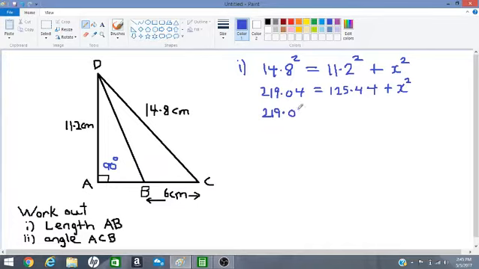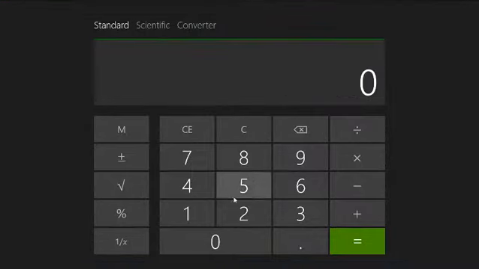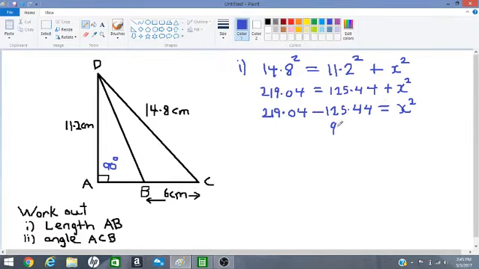219.04 subtract 125.44 is equal to x squared. 219.04 minus 125.44 is 93.6. So we have 93.6 is equal to x squared. We want to find x. Let us find the square root of both sides. So x is equal to the square root of 93.6.